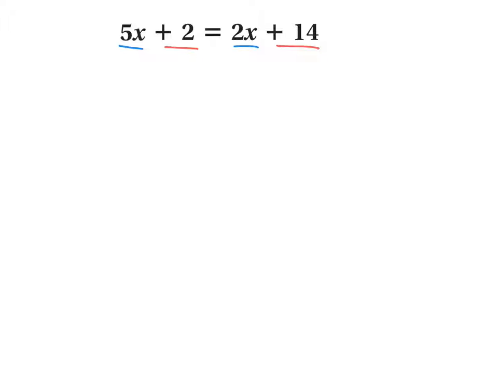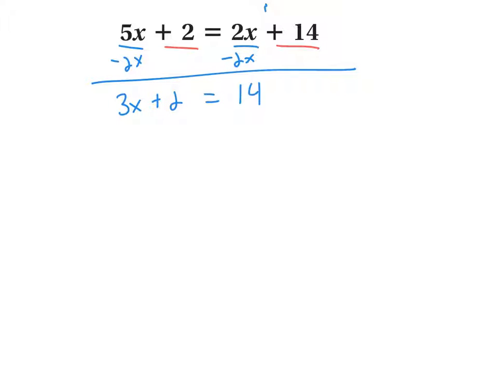Now, if you take away 5x, you'll still get the right answer. You're just going to have to deal with negatives along the way. And I know some of y'all do not like negatives. So, I would take away the 2x. The opposite of 2x is negative 2x, or minus 2x. And I'm going to do the same thing over here. That's going to give me 3x plus 2 equals 14. Now I have all of my variables on the same side, but I still have my constants on both sides. I've got 2 on the left and 14 on the right. So, I need to get rid of that 2. The opposite of plus 2 is to subtract 2.